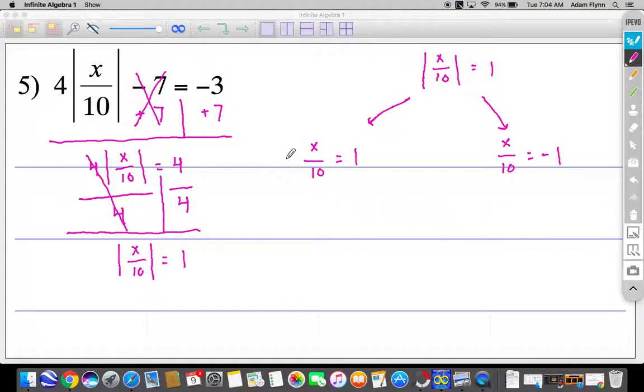So now it's just a matter of solving this one-step equation. So the 10 is being divided on both sides. So I'll multiply both sides by 10. 10's cancel. So we are left with x equals 1 times 10, which is 10. To the right here, I will multiply by 10 on both sides. These 10's cancel, so we are left with x equals negative 1 times 10, which is negative 10. So our solutions for x are going to be 10 and negative 10.